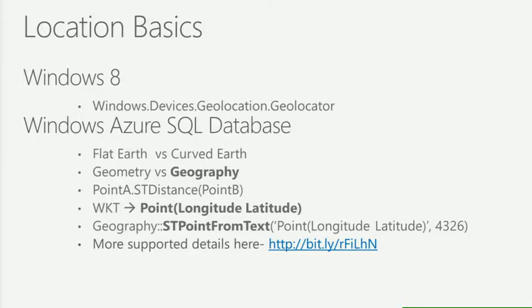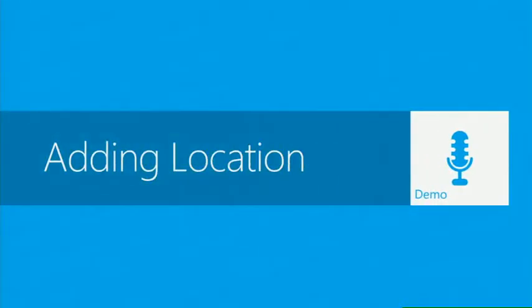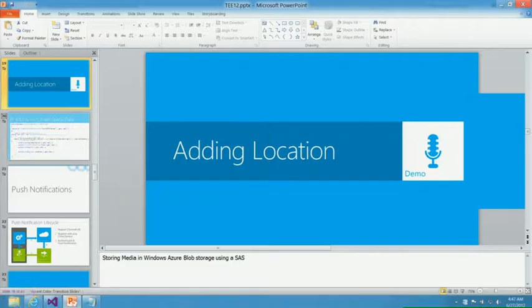WKT, well, that's well-known text. It's just a nice way to represent a location or a point just in a string. The ST distance operation is an operation on the geography data type that says essentially if we want to find the distance between point A and point B, we can call just like that and it'll return back the distance in meters between the two. And lastly, if we want to convert that nice well-known text into a geography data type, we just use ST point from text. So I've put a link up there for more information if you want to go and read that. But let's add location to our application now.